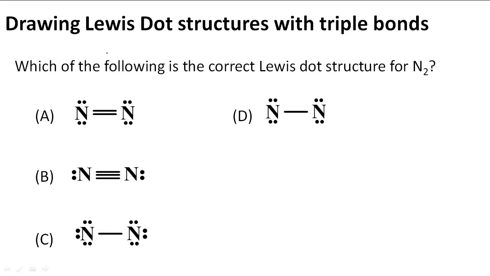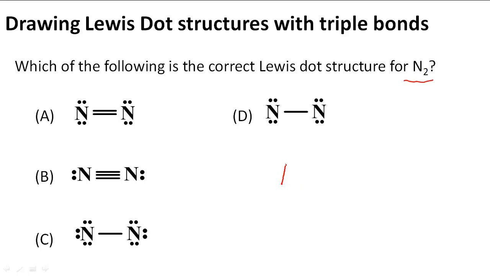Drawing Lewis dot structures with triple bonds. In this problem, it says which of the following is the correct Lewis dot structure for N2. So we're going to draw the Lewis dot structure and find out which one of the answers matches what our correct drawing of the Lewis dot structure is.